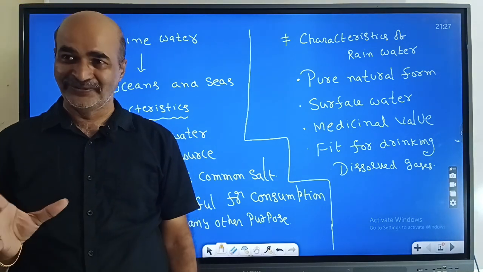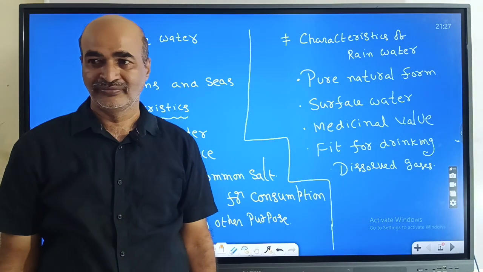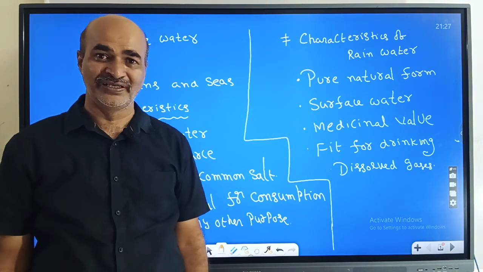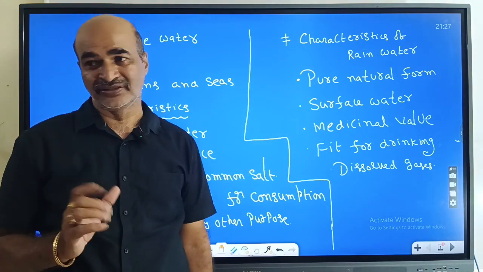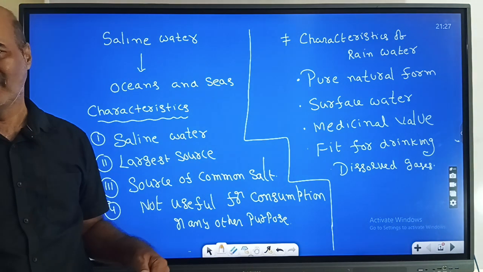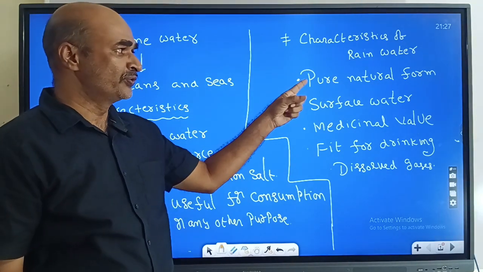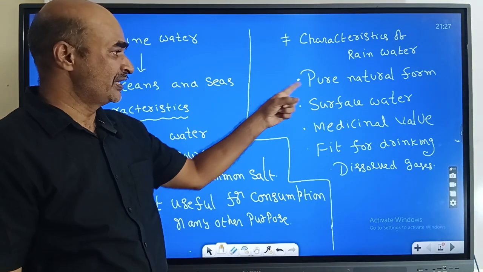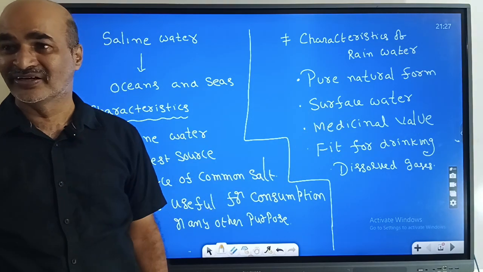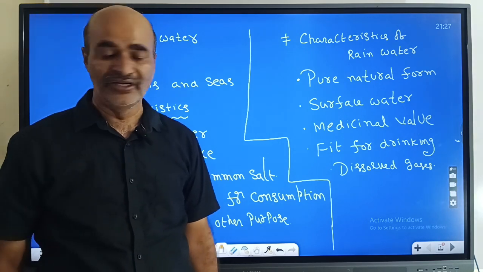When water present in oceans undergoes evaporation, clouds are formed in the atmosphere. That is pure water. This water comes as rain water. So what are the characteristics of rain water? Pure natural form, surface water, and it has medicinal value. Rainwater is fit for drinking.